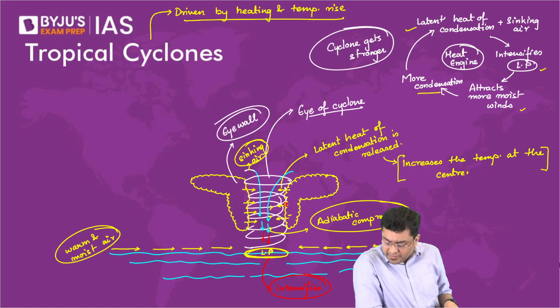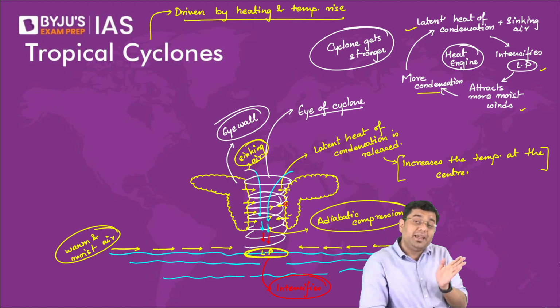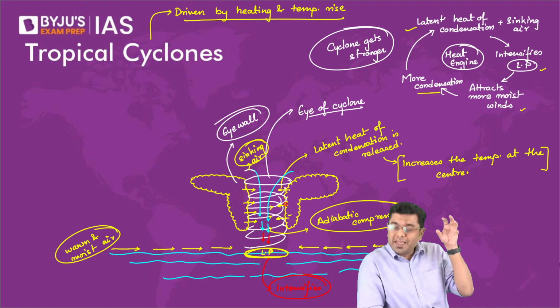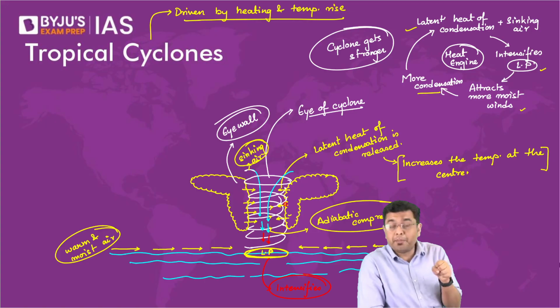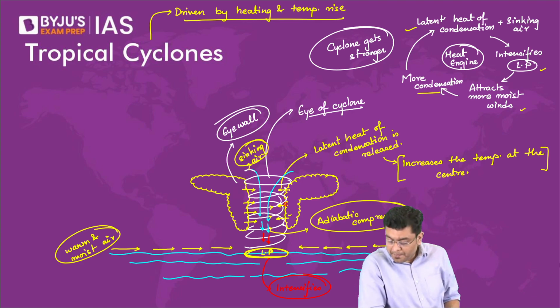Why do tropical cyclones weaken after landfall? That is because warm and moist wind is very important for them. As they make landfall, their access to moisture is cut off, and that is when they will start dissipating.